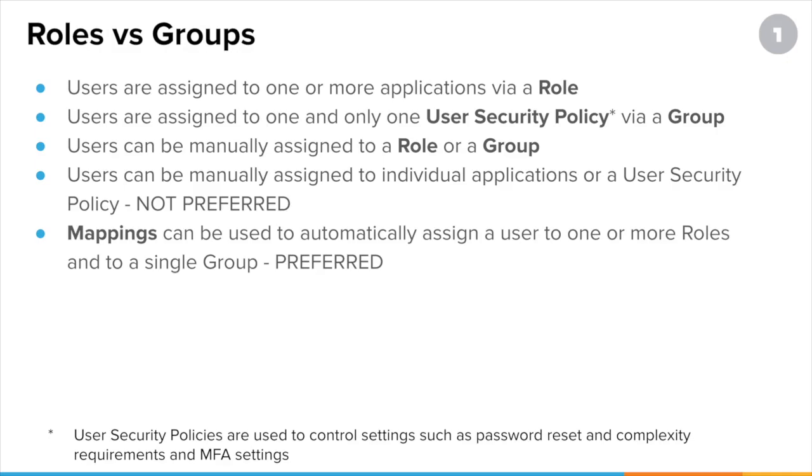Groups are used to assign users to a security policy, those user security policies. We've seen a few examples of them earlier in this course. User security policies can define how a user is able to self-service reset their password. User security policies could control what authentication factors a user is required to use. Basically, user security policies control how a user logs into the OneLogin platform. Thus, users can only have one user security policy assigned to them at any given time.